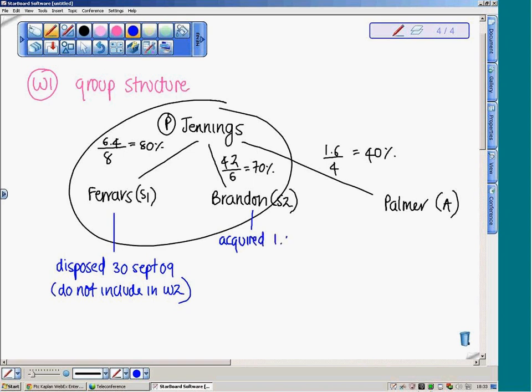This was acquired 1st of April 2009. So at the start of the year, we don't need to worry about any pro-rating there. Okay, Paris was acquired several years ago, so not an issue.